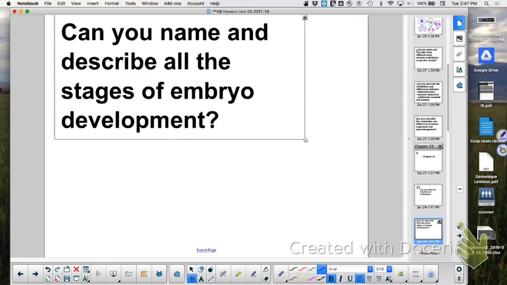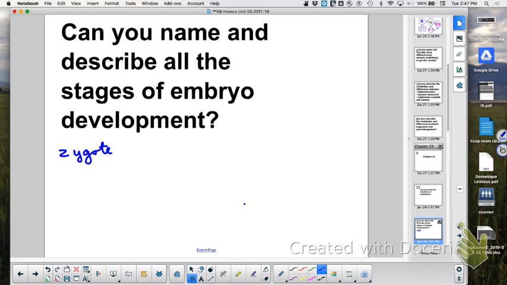So, let's name them. What's first? Zygote. That's right when the sperm fertilizes the egg, right? What's next? Morula. What is a morula? Solid ball of cells. Yeah. Okay, what's next?